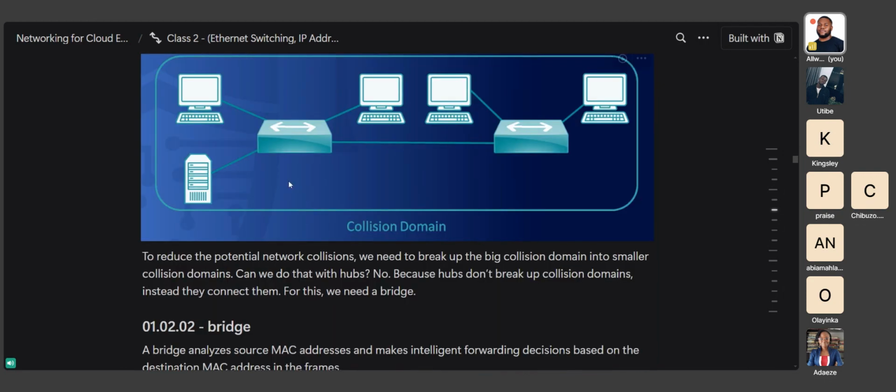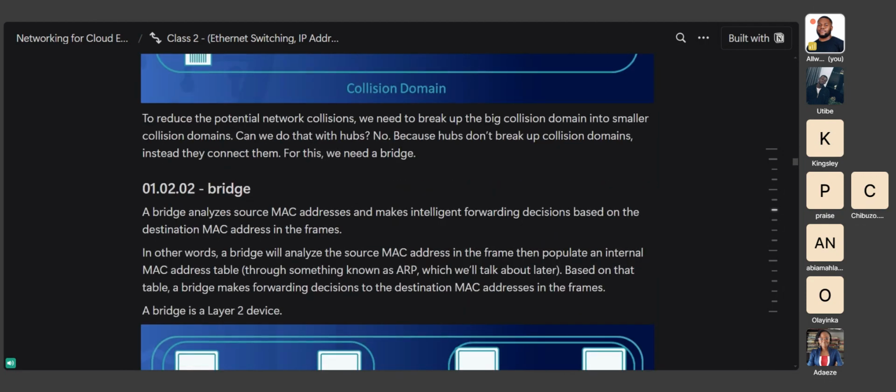Okay, so now we've talked about a bridge, right? We've said, can we use a hub to break up collision domains? We can't, because hubs only connect them, but we can actually use a bridge. This is why we need bridges, and this is why bridges were created. Remember, necessity is the mother of all invention. So when that issue became apparent, a bridge was created.